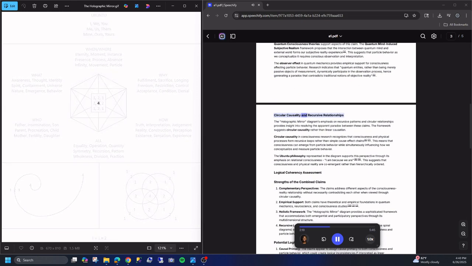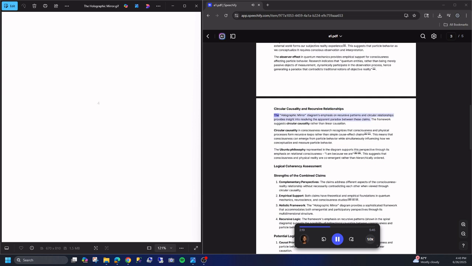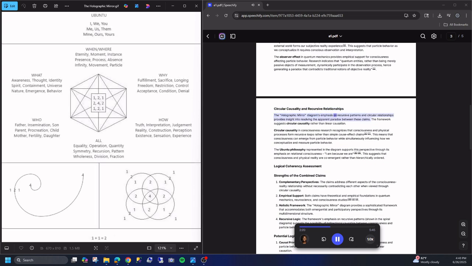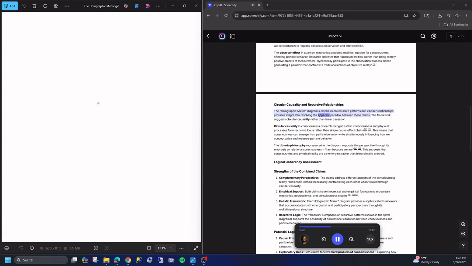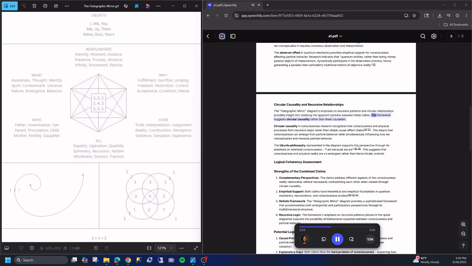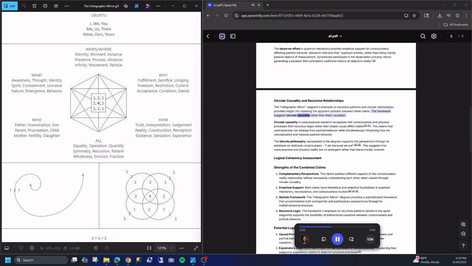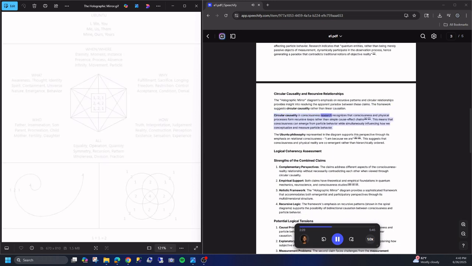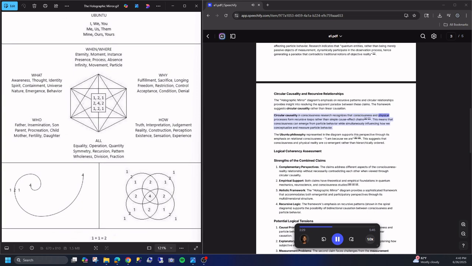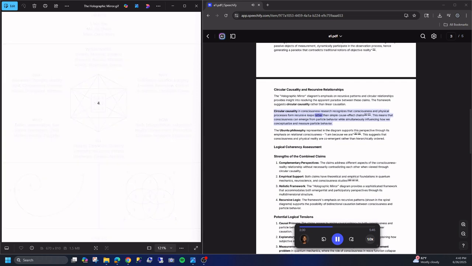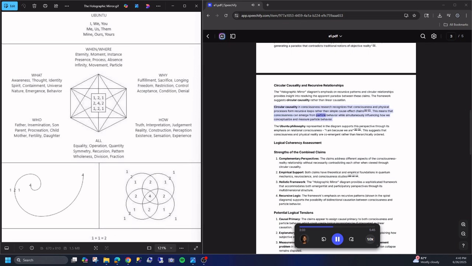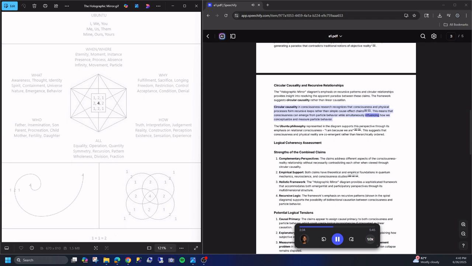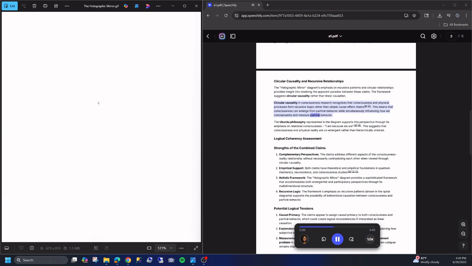Circular causality and recursive relationships. The holographic mirror diagram's emphasis on recursive patterns and circular relationships provides insight into resolving the apparent paradox between these claims. The framework suggests circular causality rather than linear causation. Circular causality in consciousness research recognizes that consciousness and physical processes form recursive loops rather than simple cause-effect chains. This means that consciousness can emerge from particle behavior, while simultaneously influencing how we conceptualize and measure particle behavior.